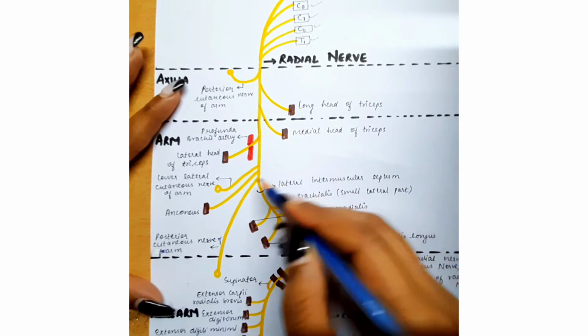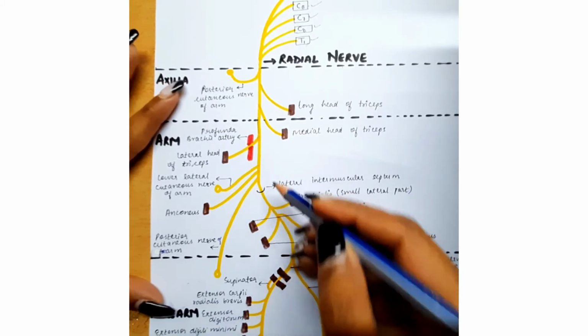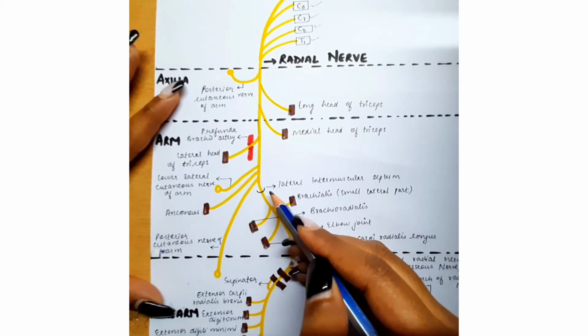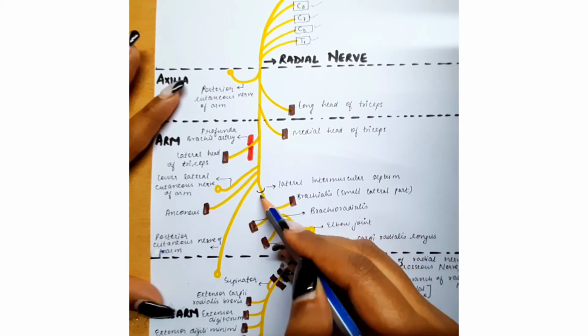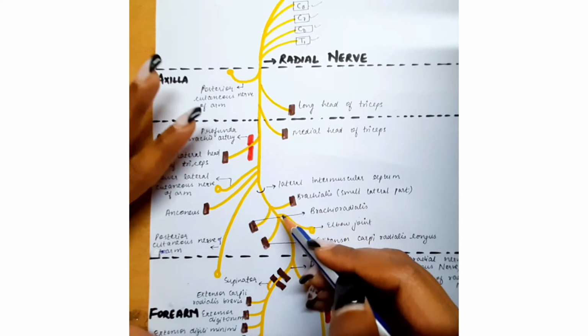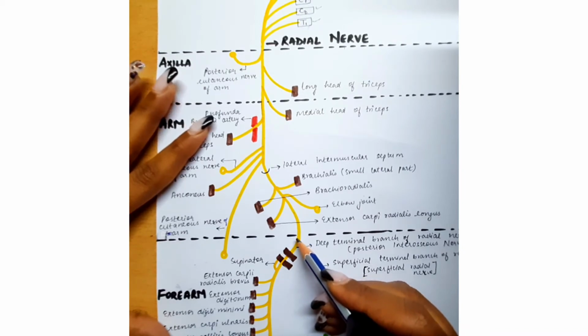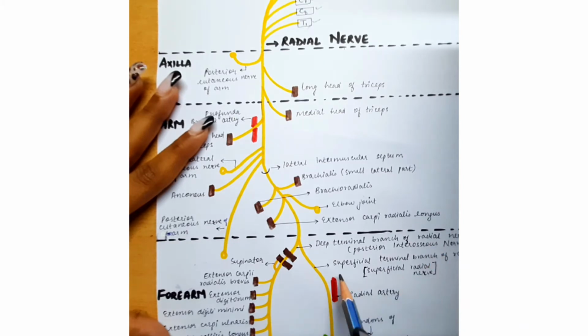The nerve in the spiral groove is in direct contact with the humerus, and at the lower border of the spiral groove, it pierces the lateral muscular septum of the arm and enters the anterior compartment of the arm and then descends in the anterior compartment. At the level of the lateral epicondyle, it divides into two branches, the deep terminal branch of the radial nerve and the superficial terminal branch of the radial nerve.